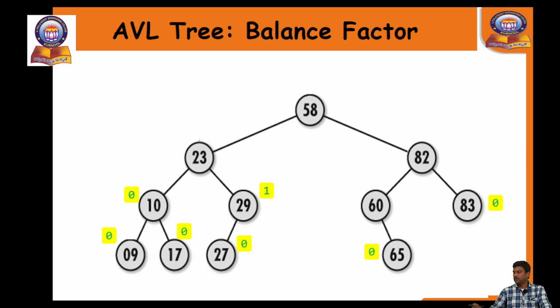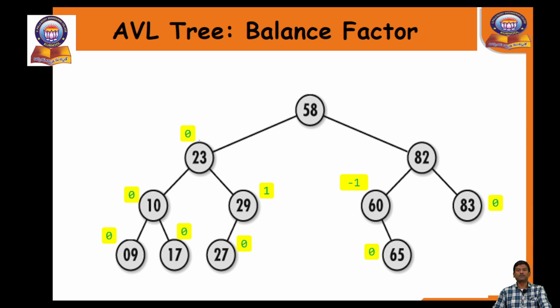Similarly for node 60, what is the height of the left subtree? There is no left subtree, so that is 0. And what about the right subtree? That is 1. So the balance factor of node 60 will be equal to 0 minus 1, that will be equal to minus 1. In the same fashion, you can identify the balance factor of node 23. There are 2 levels down on the left, and here also 2 levels down. So 2 minus 2 will be equal to 0.